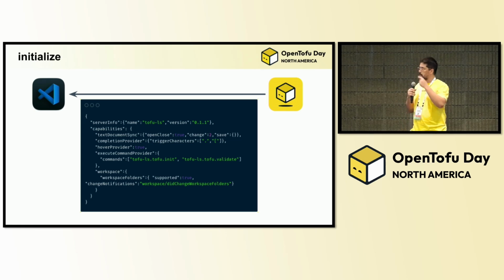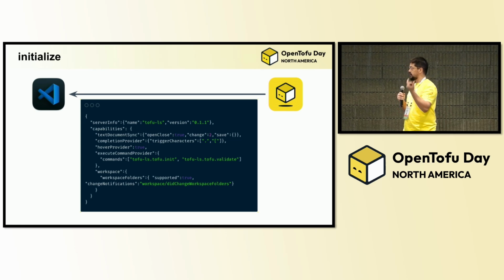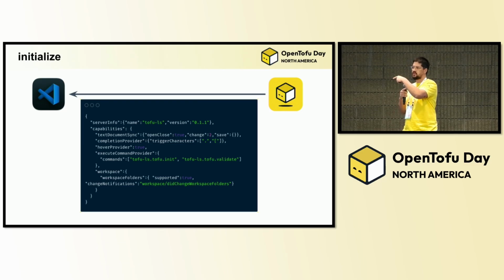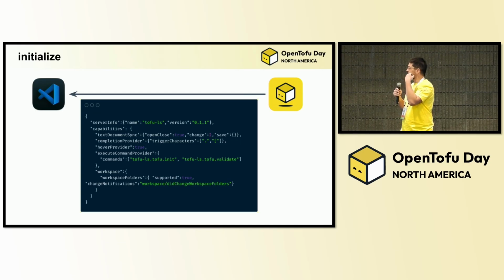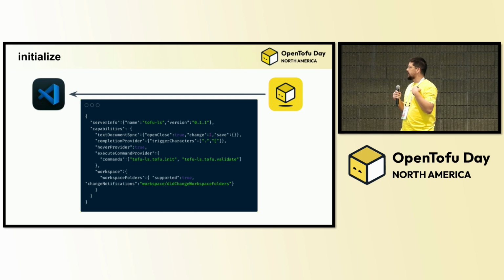And when the server replies to that first request from the client, the server can let the client know what it supports, because it's an exchange between both. The server can know what the client supports, and the client can know what the server supports. So we can implement things differently depending on what's supported. For example, if the server supports a completion provider and hovering, we can send a list of commands to the client. So, for example, I can run tofu init or validate directly from my text editor without going to the command line.